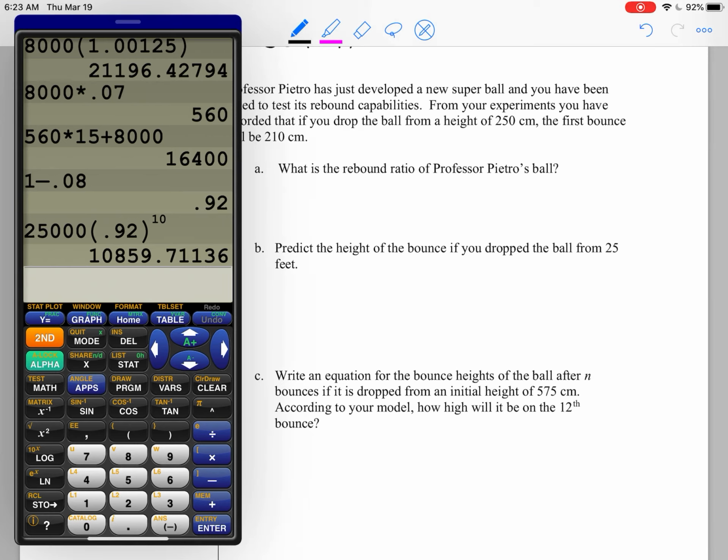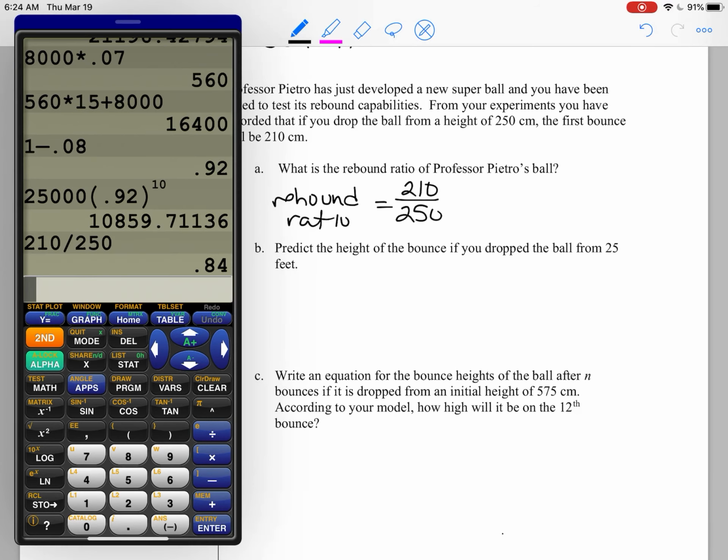So if you remember rebound ratio, that's the first bounce, so that'd be the 210 divided by the starting height. So 210 divided by 250, and I get 0.84. So that's our rebound ratio. That means it's rebounding 0.84 amount of the time.